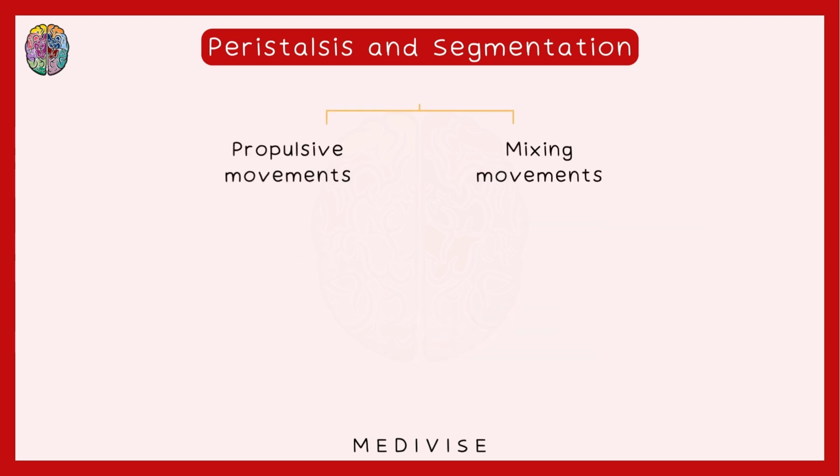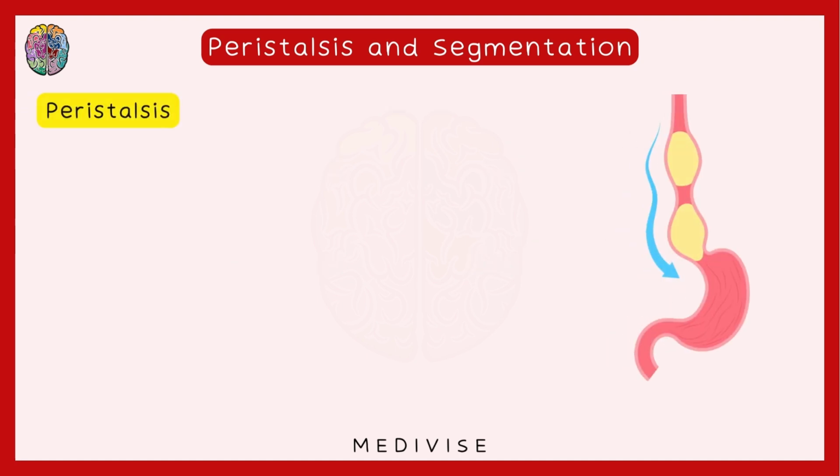So starting from the basics, we have two types of movements, propulsive movements and mixing movements. Propulsive, as the name tells us, helps in the movement of food forwards, meaning from the mouth to the anus. This is due to peristalsis, and mixing movements do not help in the propulsion of food, but they help in mixing of the food. This is due to segmentation. So let's look at these one by one, starting with peristalsis.